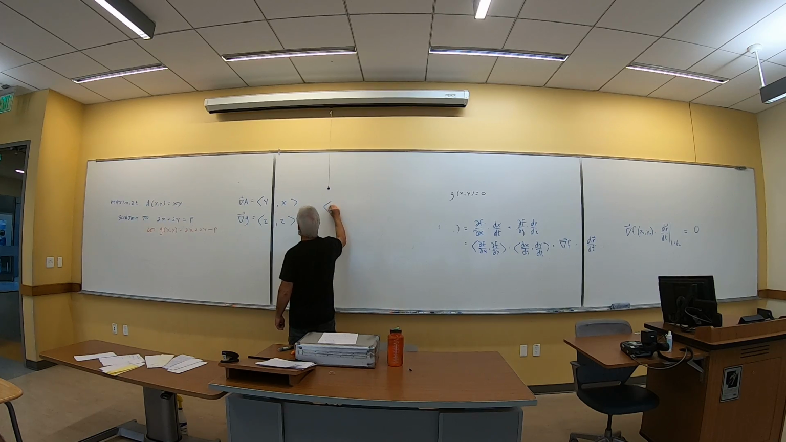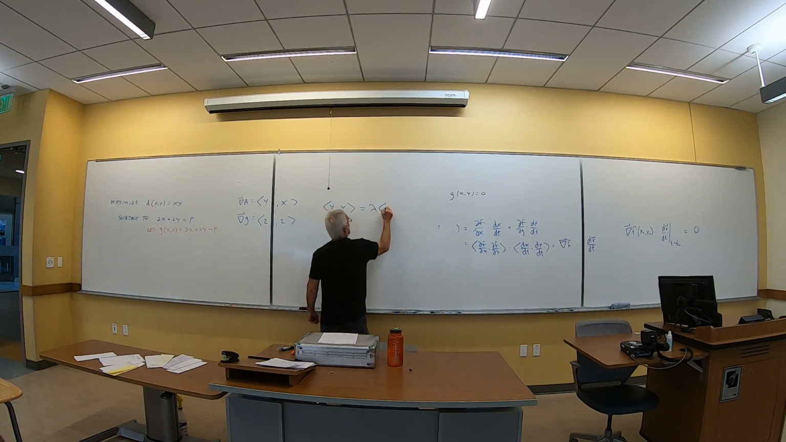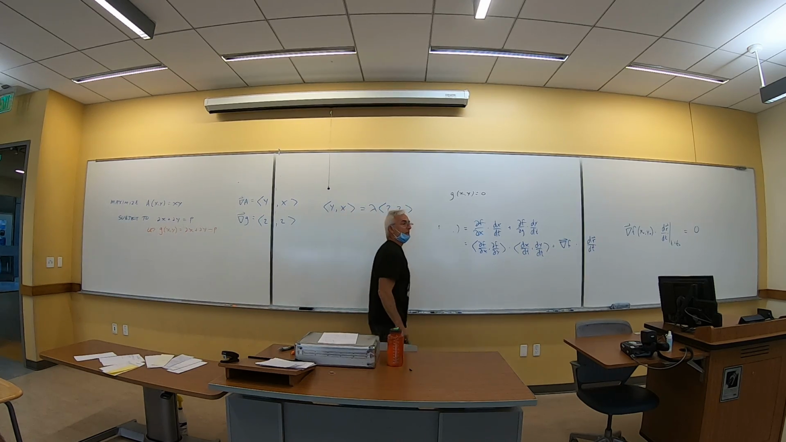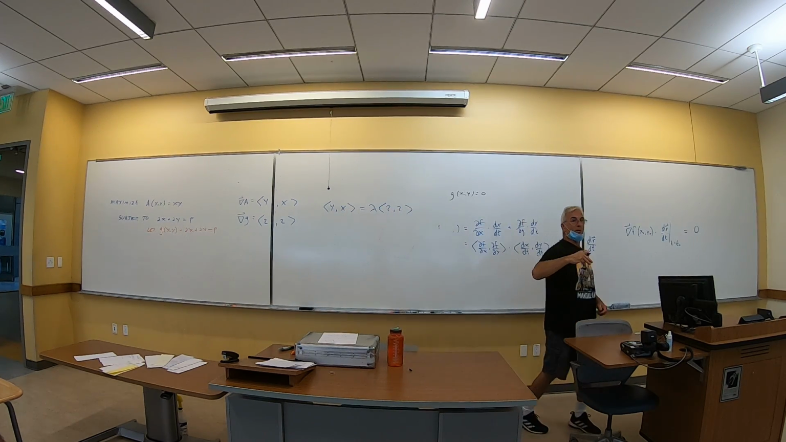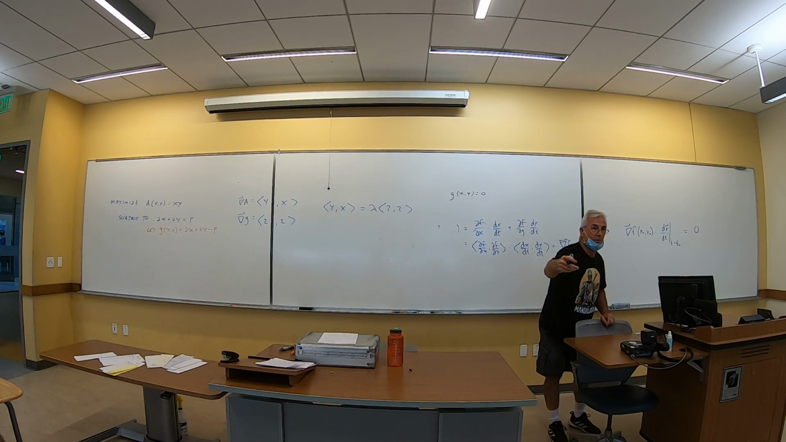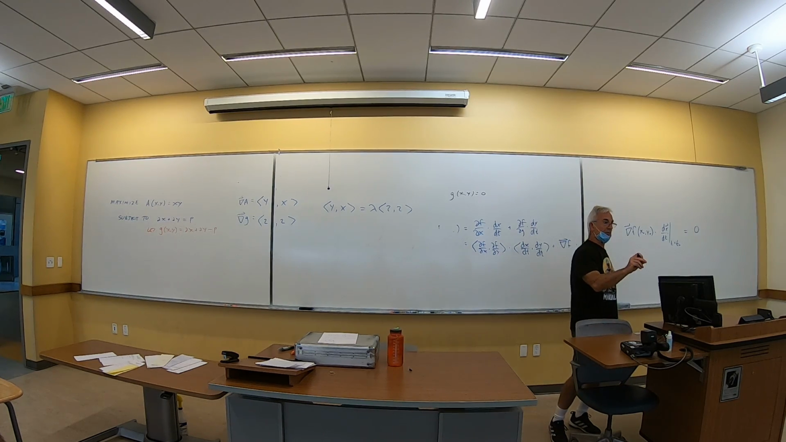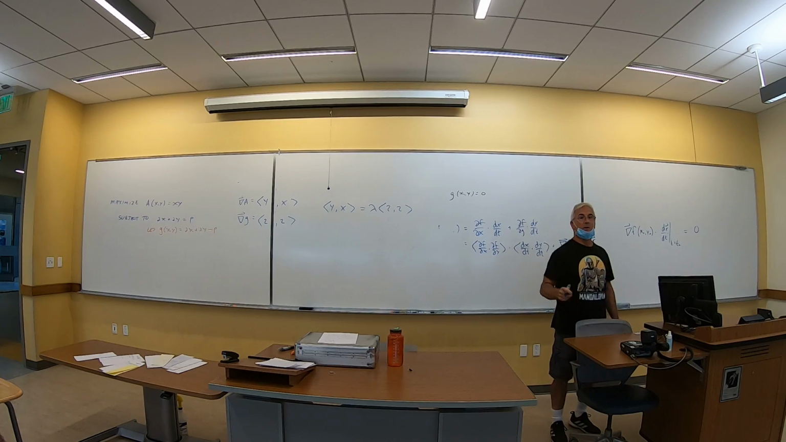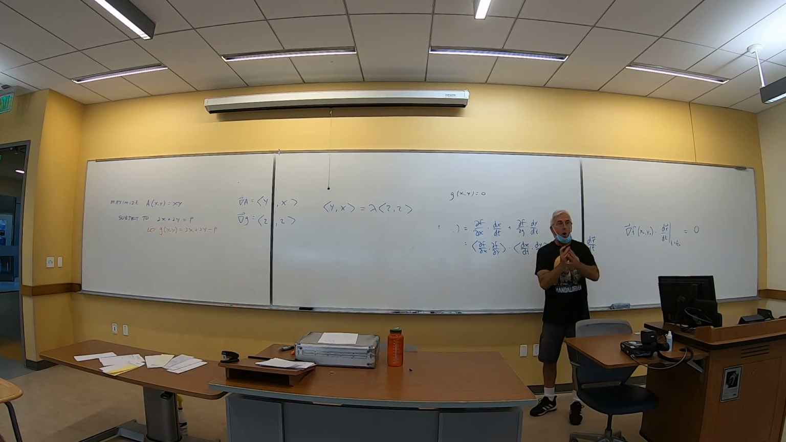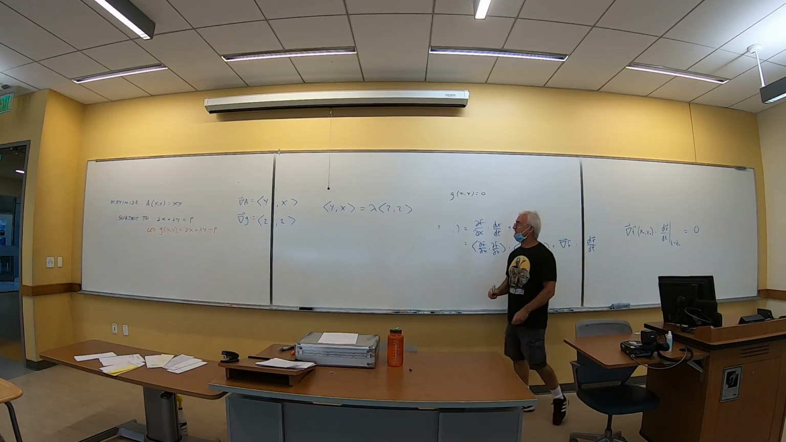So here is the problem we're going to solve. We want to solve the following: the gradient of the function that I'm trying to find the extrema of is equal to a scalar multiple of the gradient of my constraint. That's always the way it works.